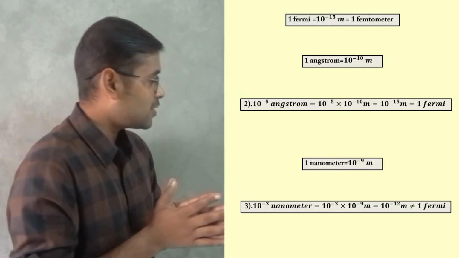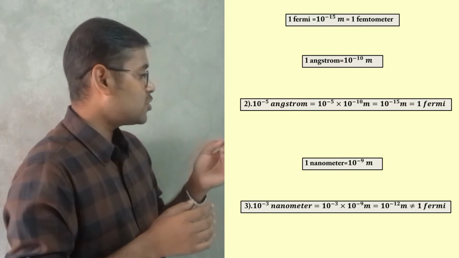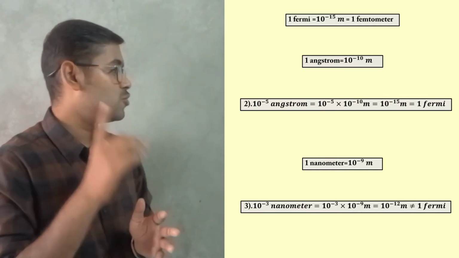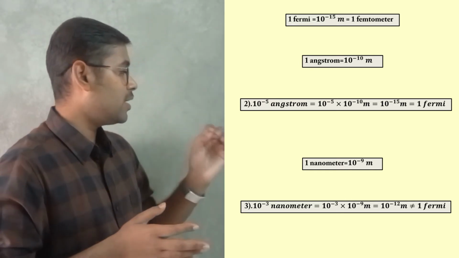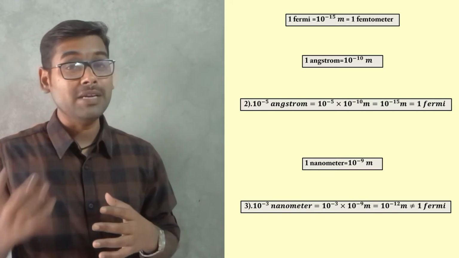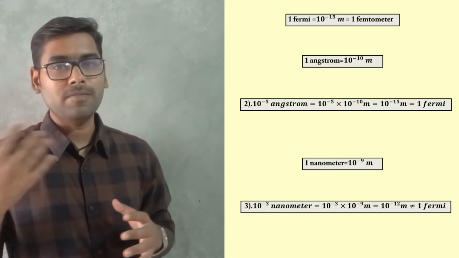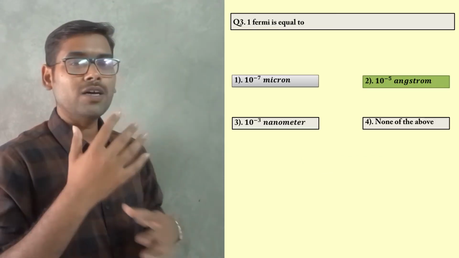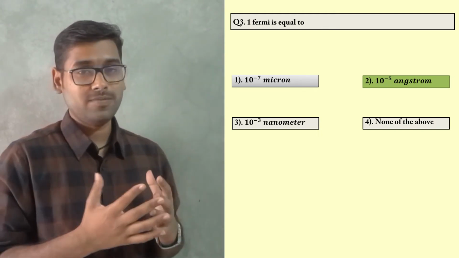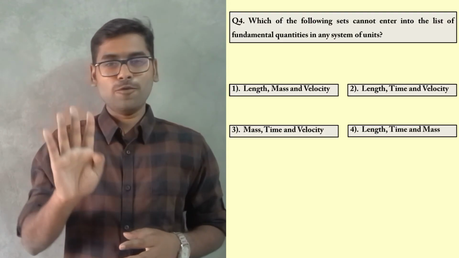Now let us check the third option as well, 10 raised to minus 3 nanometers. Guys, 1 nanometer is equal to 10 raised to minus 9 meters. So 10 raised to minus 3 nanometer is equal to 10 raised to minus 3 into 10 raised to minus 9 meters, which is equal to 10 raised to minus 12 meters. This is wrong, guys. So answer to this question is option number 2, that is 10 raised to minus 5 angstrom. Guys, next let us move to question number 4.